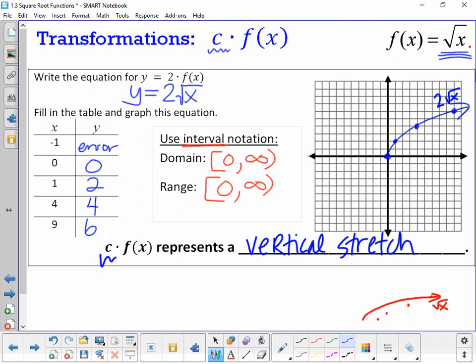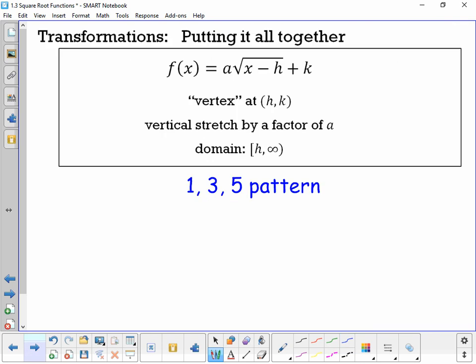We just went through the 3 different types of transformations, and now we're just going to combine them. So we might have a stretch. We might have some kind of left or right movement, and we might have an up or down movement with our graph. And we'll have a vertex. It's not really a vertex, but maybe you would call it a starting point for a square root at (h, k).